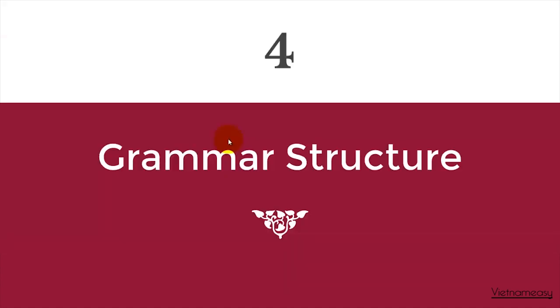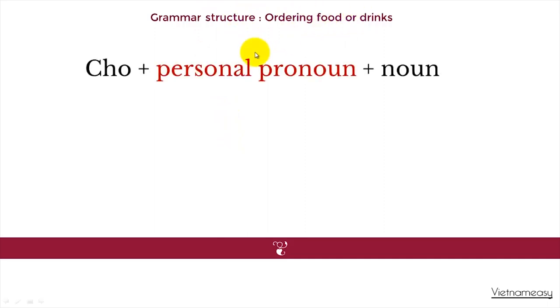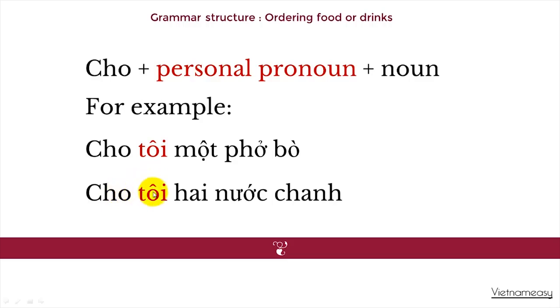Now let us go through the grammar structure. First one, we have the grammar structure that help us to order food or drinks in the restaurants. So we have cho plus personal pronoun plus noun. For example, cho tôi một phở bò, cho tôi hai nước chanh.